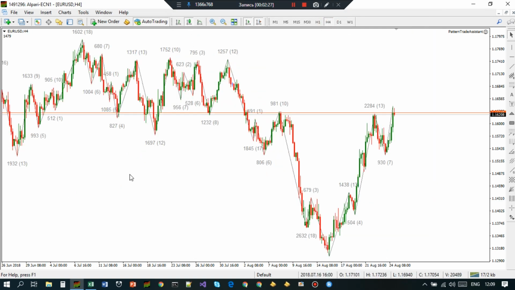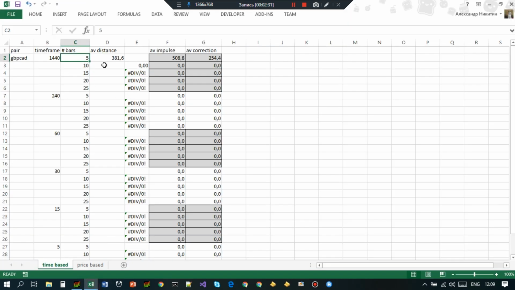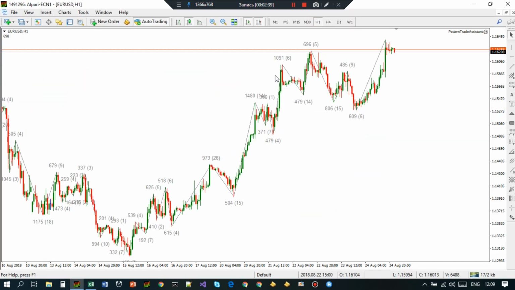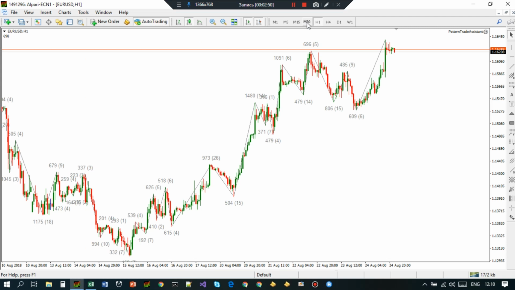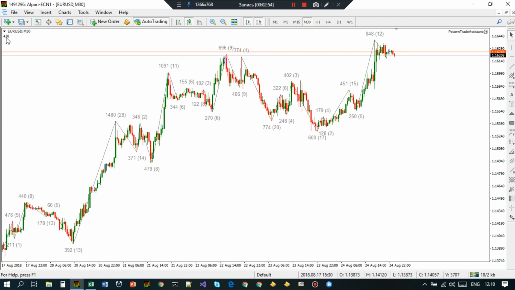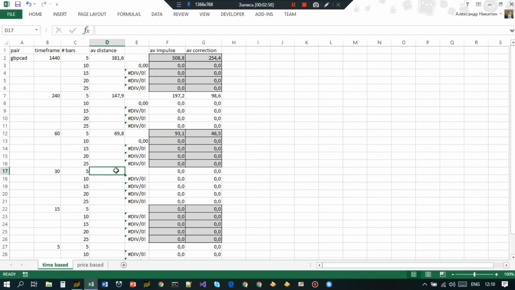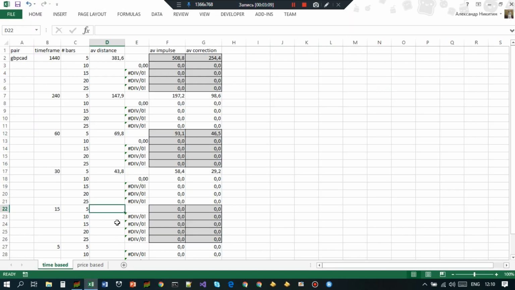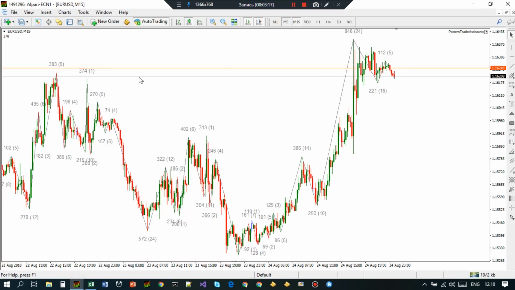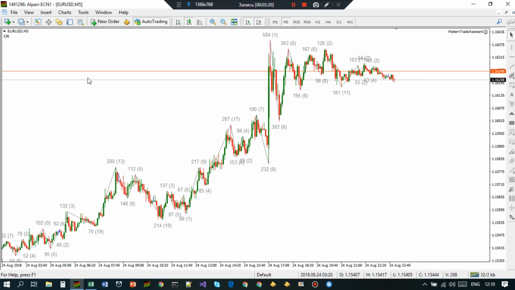We then switch to 4 hour, and this says 14.79. Then we go to 1 hour, and it says 69.8. Then we go to 30 minute, and it says 43.8. Okay, then we go to 15 minutes, and it says 27.8. And then we go to 5 minutes, and 5 minutes says 13.6.